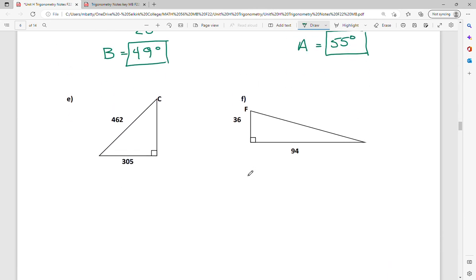Next one's down. We're looking for a C on this one. Big triangle. Don't know what those units are. And we end up with C being 41 degrees.